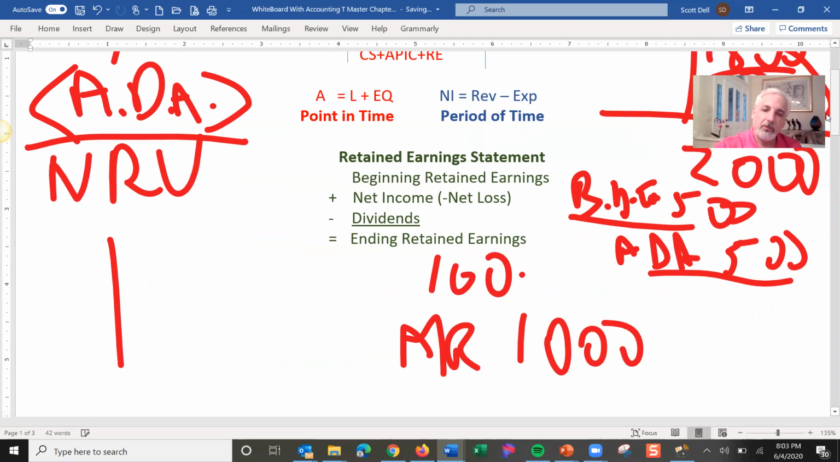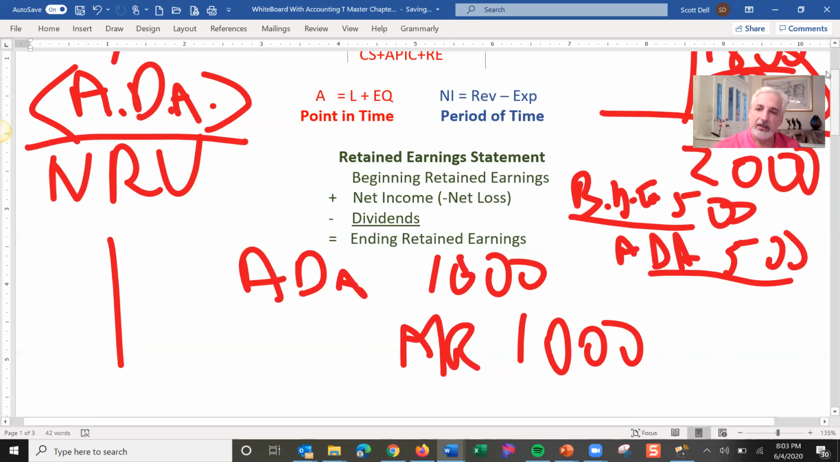What do I debit for $1,000? During the month, I debit my allowance for doubtful accounts. And that's going to be affecting my allowance during the month. So it's going to actually debit $1,000.